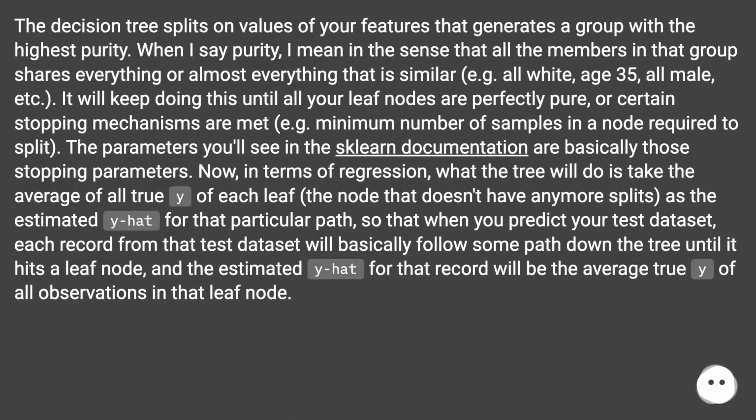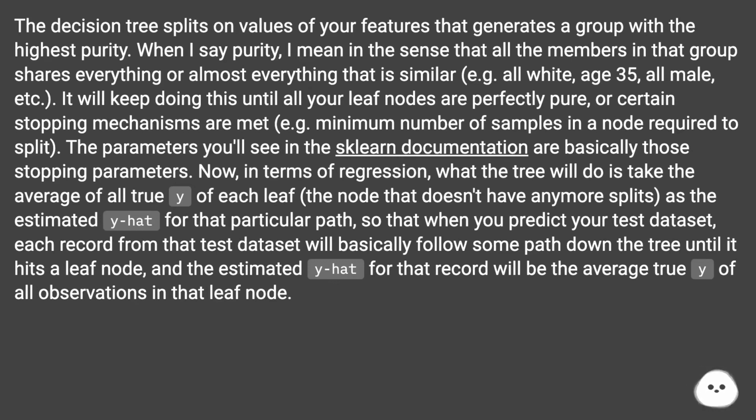The decision tree splits on values of your features that generates a group with the highest purity. When I say purity, I mean in the sense that all the members in that group share everything or almost everything that is similar, e.g. all white, age 35, all male, etc. It will keep doing this until all your leaf nodes are perfectly pure, or certain stopping mechanisms are met, e.g. minimum number of samples in a node required to split. The parameters you'll see in the Sklearn documentation are basically those stopping parameters.